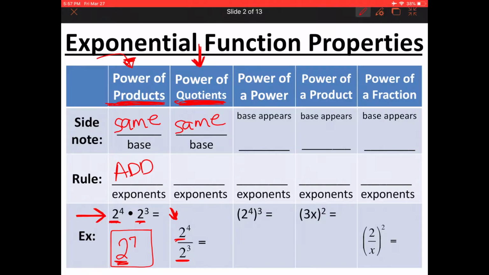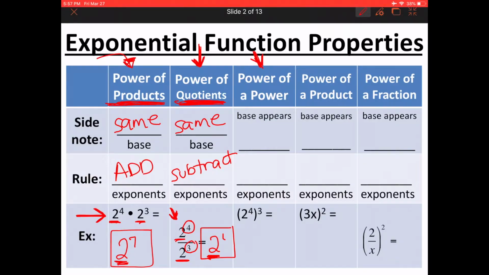And in the power of products, we added the exponents. In the power of quotients, we are going to subtract the exponents. So if I do 4 minus 3, I end up with 2 to the power of 1 as my final answer. Notice I keep that base the same, I keep that 2, and I just subtract my exponents, 4 minus 3.